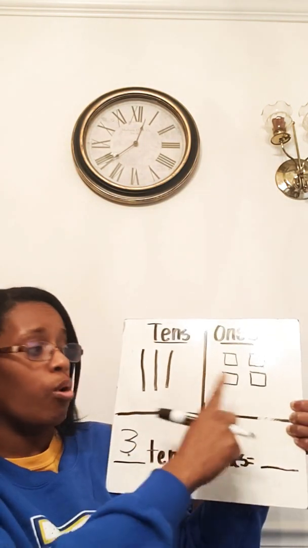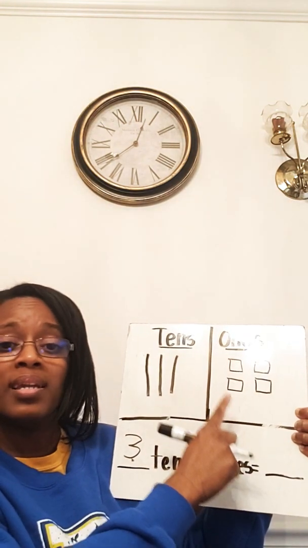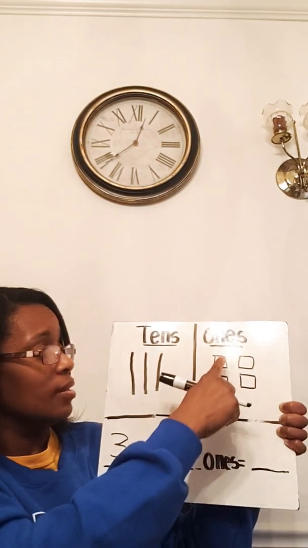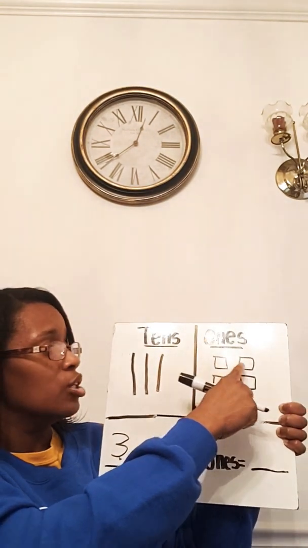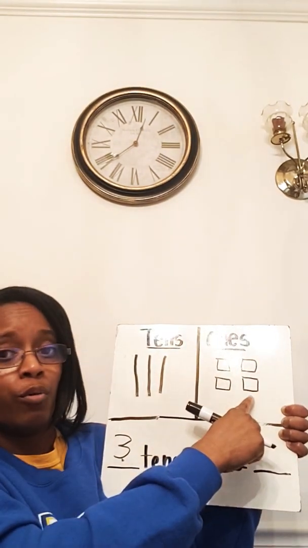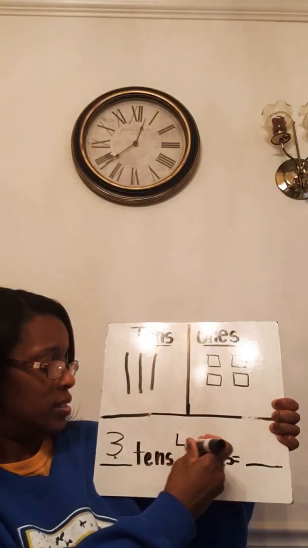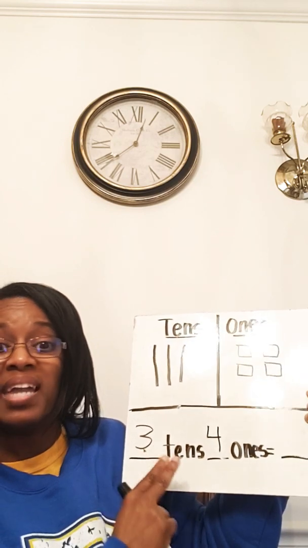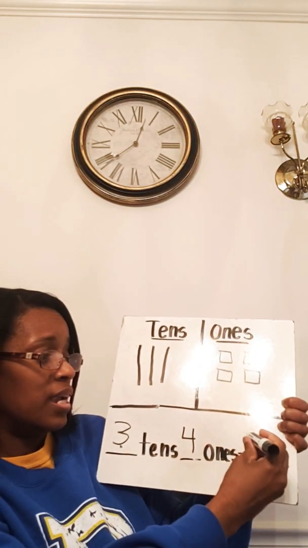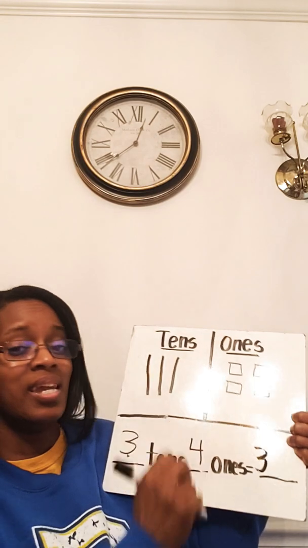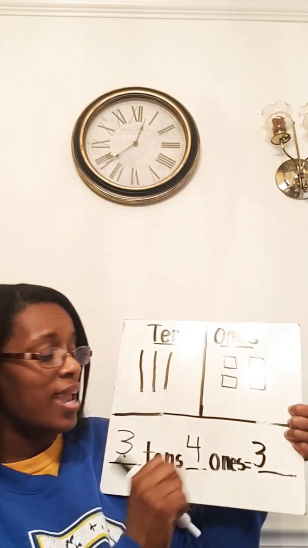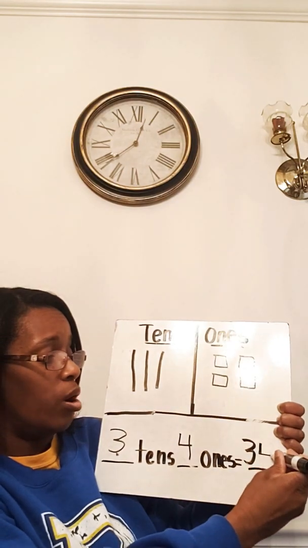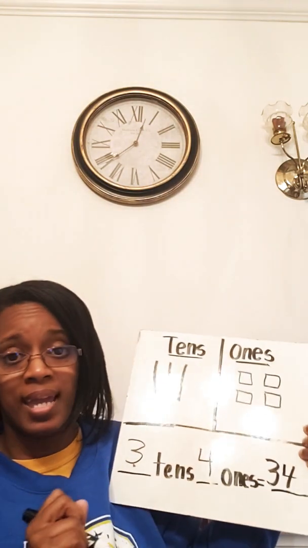Now let's go to our ones. The second one is the ones. How many ones do you see? Let's count together. 1, 2, 3, 4. I see 4 ones. Now we're going to put them together to make a double digit. 3 goes first because the tens always comes first. And then the 4 comes next because the ones go second.